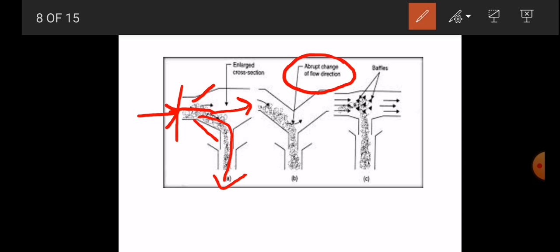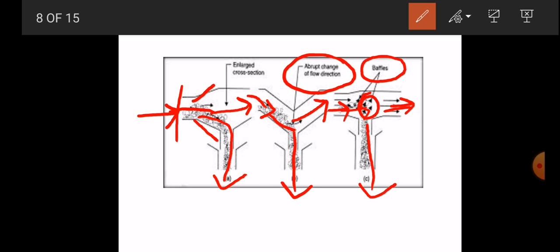Over here you can see, from that direction we are introducing the dust particle gas, and with that sudden change in the direction, the clean gas passes in this direction, and the heavier dust particles go in the downward direction. After that you can see the baffle, so in between we are introducing the baffle in the direction of the flue gases. At that time the gases strike onto the baffle, so the heavier particles go in the downward direction, and the clean gases pass in this direction.